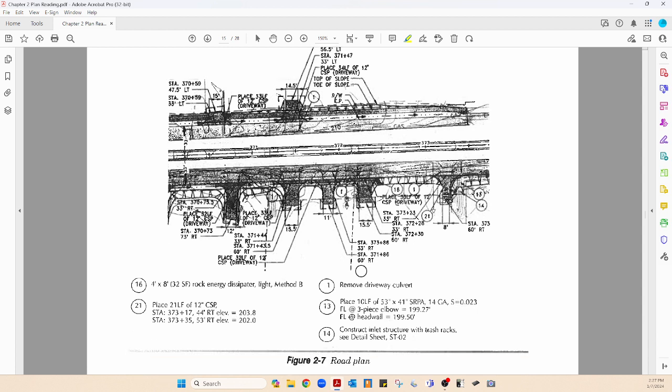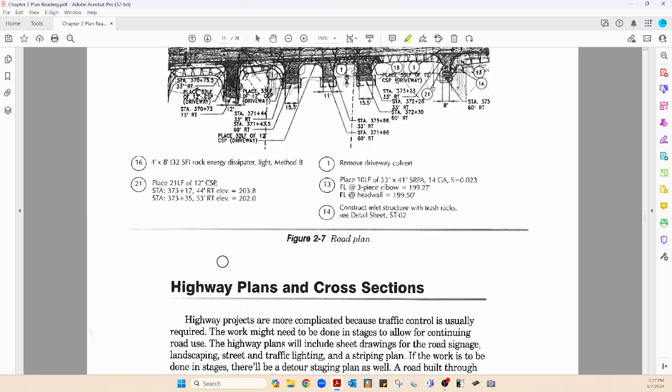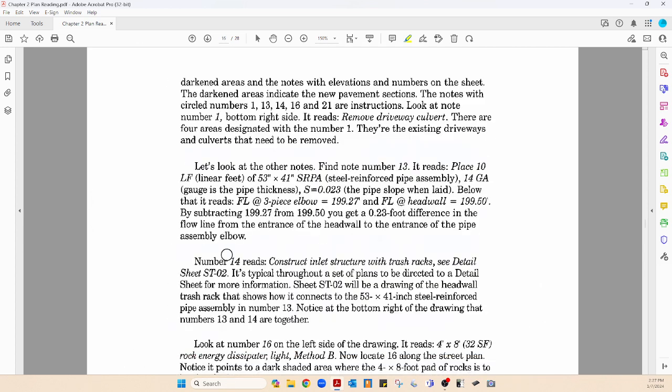See here, remove driveway culvert. Place 10 linear feet of 53-inch by 41-inch. That's probably the metal. See, it's saying 14 gauge, so that's a metal. We call them culverts and tin horns here. I don't know what the SRPA is. I would guess it's corrugated or something like that. Trash racks, things like that. Go through that and see what you can get out of it.